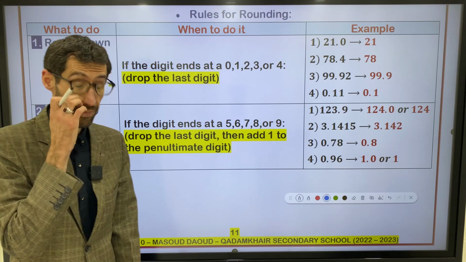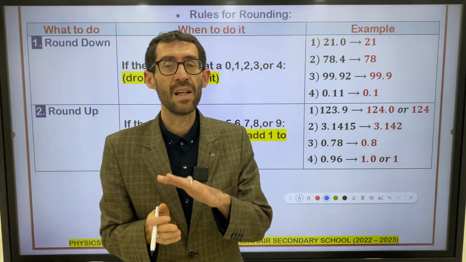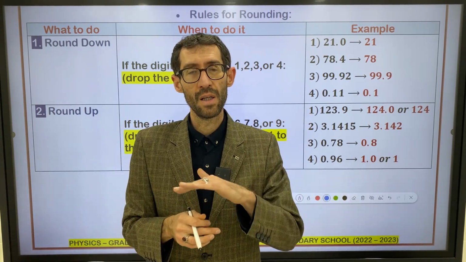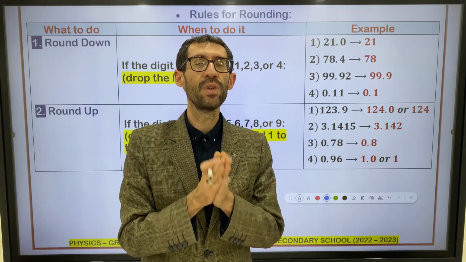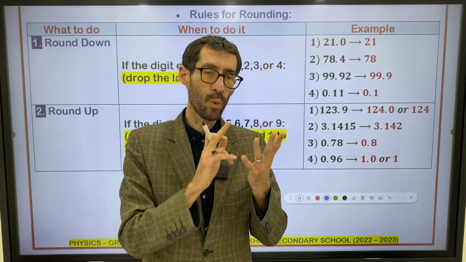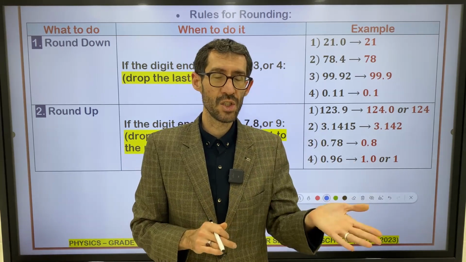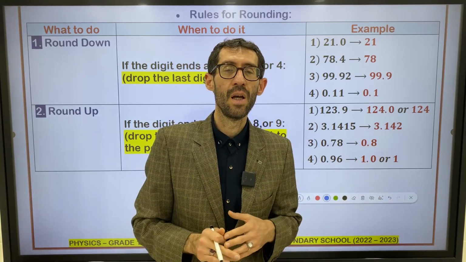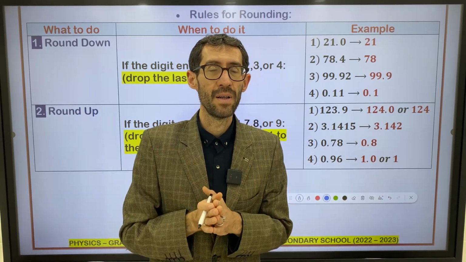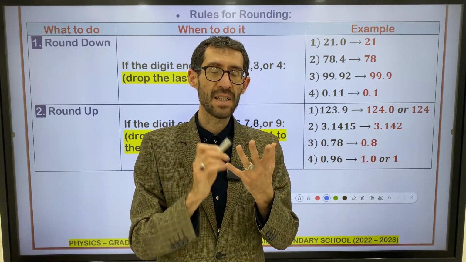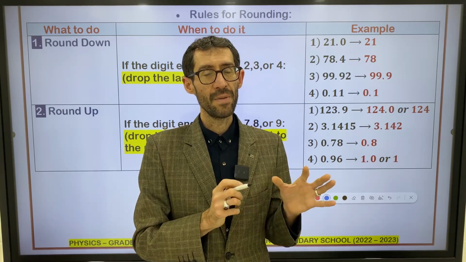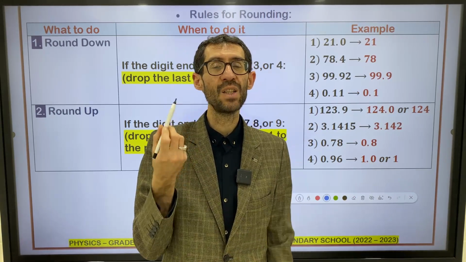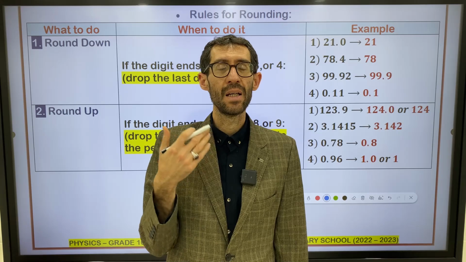So we had two rules. Either round down or round up. In the case of round down, if the number ends at 0, 1, 2, 3, 4, just drop the last digit and write the rest without changing. About the round up, the number ends at 5, 6, 7, 8, and 9, right? Drop these numbers, but add one unit to the penultimate digit.